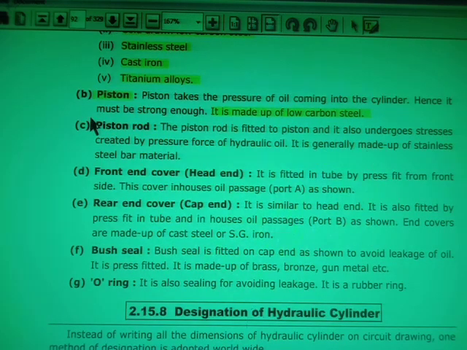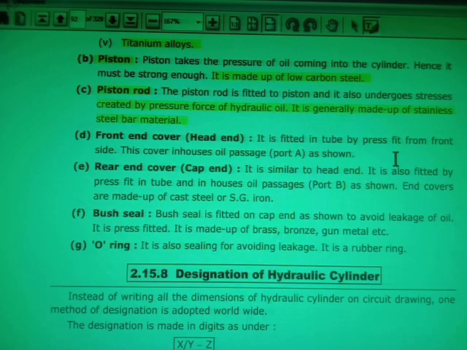Then the third part is known as the piston rod. The piston rod is fitted to the piston, and it also undergoes stresses created by the pressure force of the hydraulic oil. It is generally made up of stainless steel bar material. So the piston rod is made from stainless steel bar material, right?